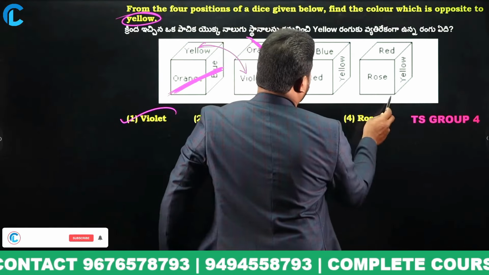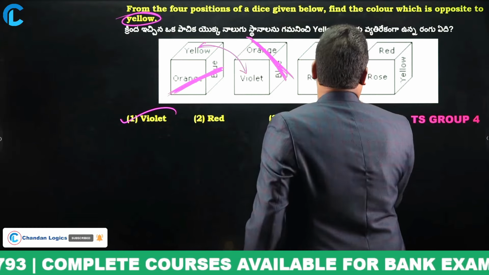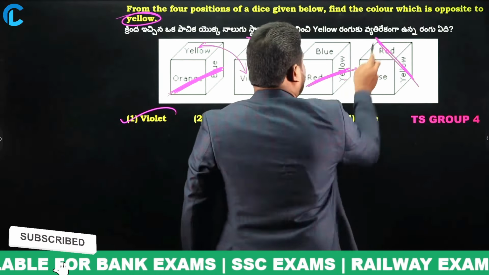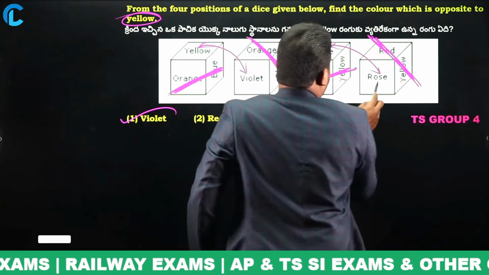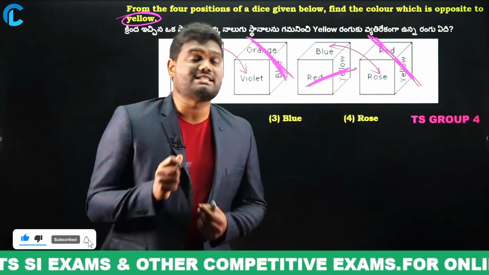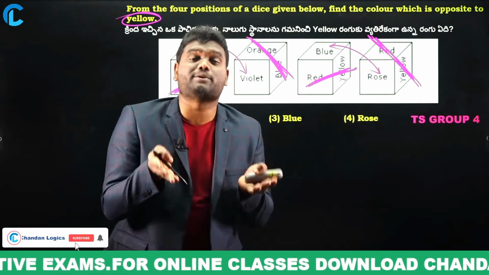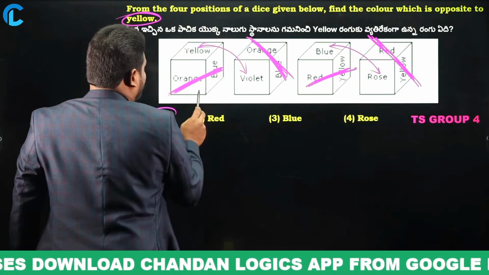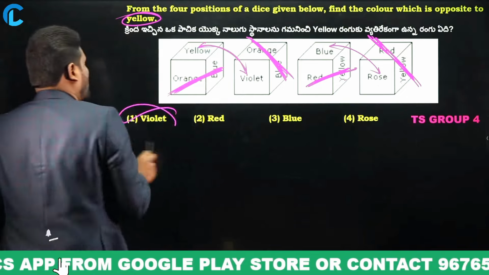If you observe here, yellow is common. Similarly, red is also common. Look here, yellow, red common. When yellow, red are common, the left out should be opposite. Left out means rose, blue, which means blue opposite will be rose. But the question is not asking what is opposite to rose or blue. The question is asking what is opposite to yellow, which you can get from the first figure and second figure. Yellow opposite is violet. Violet is going to be our answer.